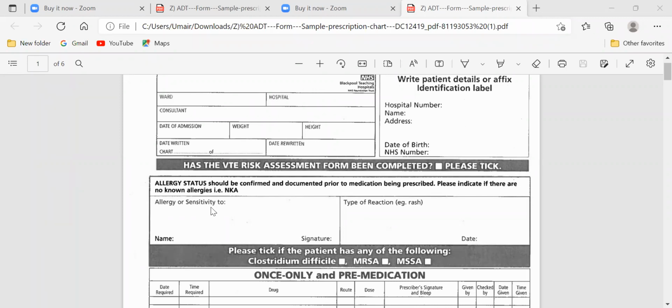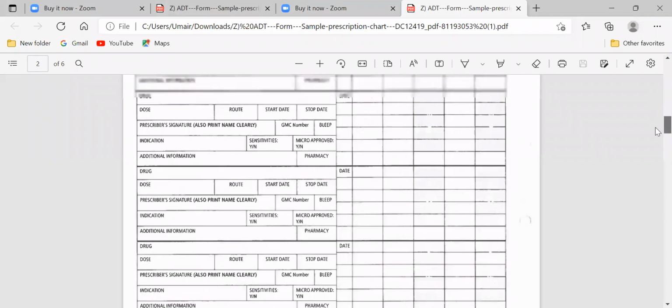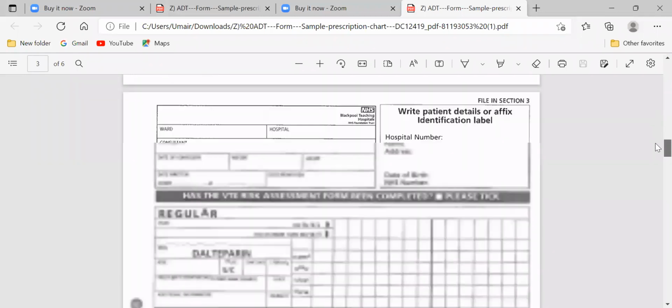Patient is allergic to penicillin. Write down the penicillin in capital letters, your name, your signature, your date. Patient had anaphylactic reaction. Write down the anaphylaxis over here, right? So this is your first page. Okay. So there's no antibiotic given, so you can skip the antibiotic portion.